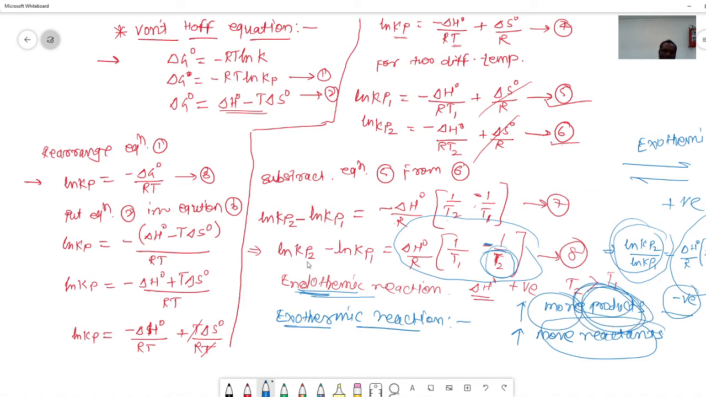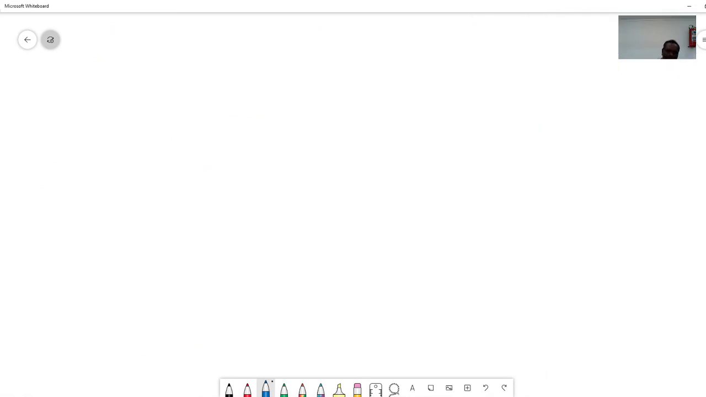This equation, ln Kp2 minus ln Kp1 is equal to delta H0 divided by R, 1 divided by T1 minus 1 divided by T2, is called the Van't Hoff equation. Remember that this is VAN'T, not VON. Please make the correction. Now we will solve a problem based on this equation. Let's solve the problem.